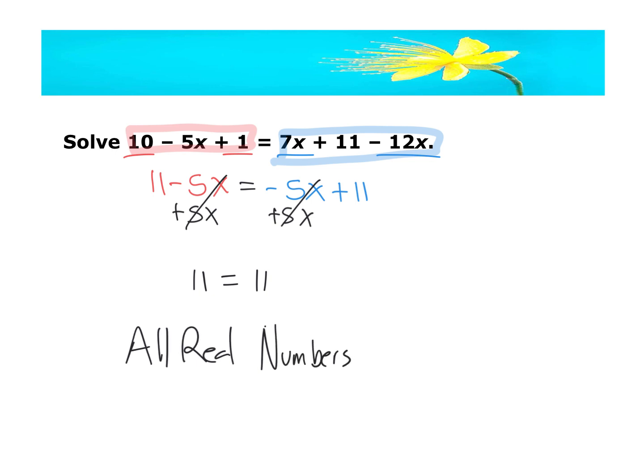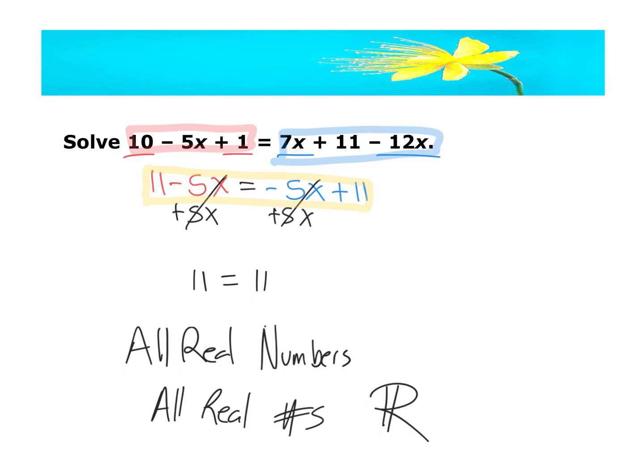You guys will see me write this down like this, all real numbers, or this weird shape. Those are the ways I write all real numbers. Please do use the one that you prefer. I want you guys also to realize that 11 minus 5x equals negative 5x plus 11. It's the same thing, it's just flipped.